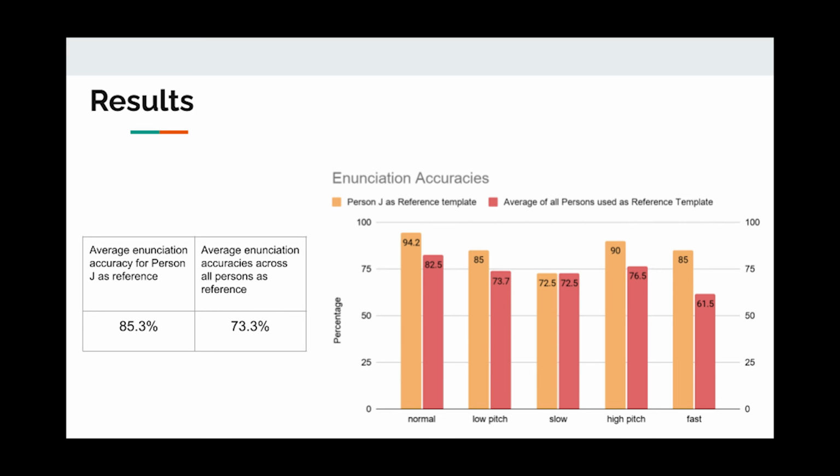These are results for the overall enunciation accuracies using person J as a reference template and also across all persons. Some observations that we see are that there seems to be a slight bias towards normally spoken audio files. This makes sense as the reference templates consist of normally spoken commands. The fast audio files are noted to have the lowest overall accuracy rate at 61.5%.